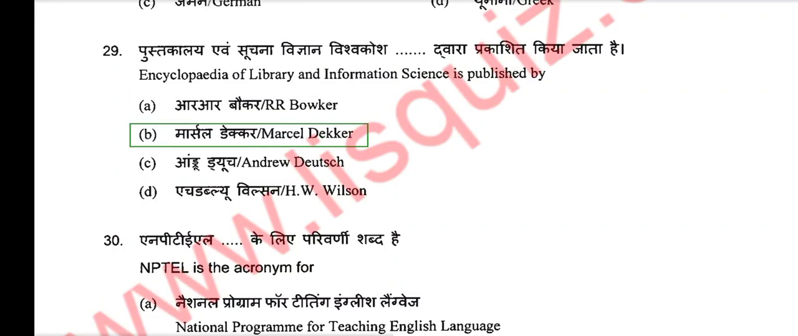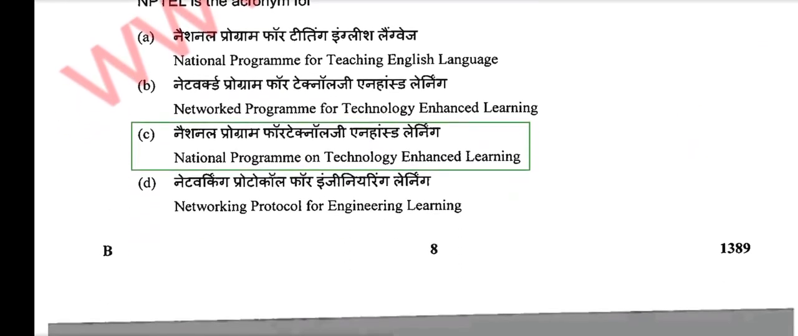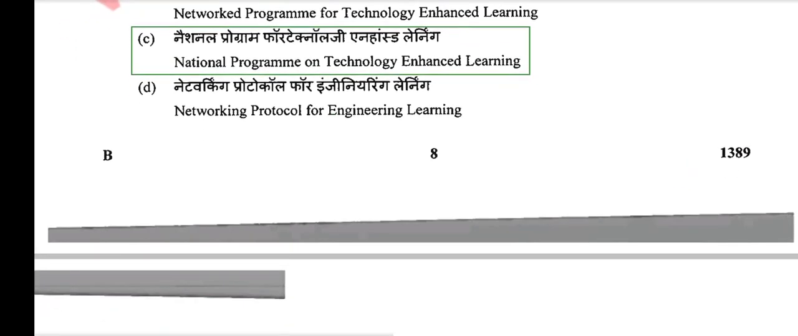Question number 29. Encyclopedia of Library and Information Science is published by Marshall Decker. Option number B, Marshall Decker. Question number 30 says NPTEL is the acronym for National Program on Technology Enhanced Learning. Option C.